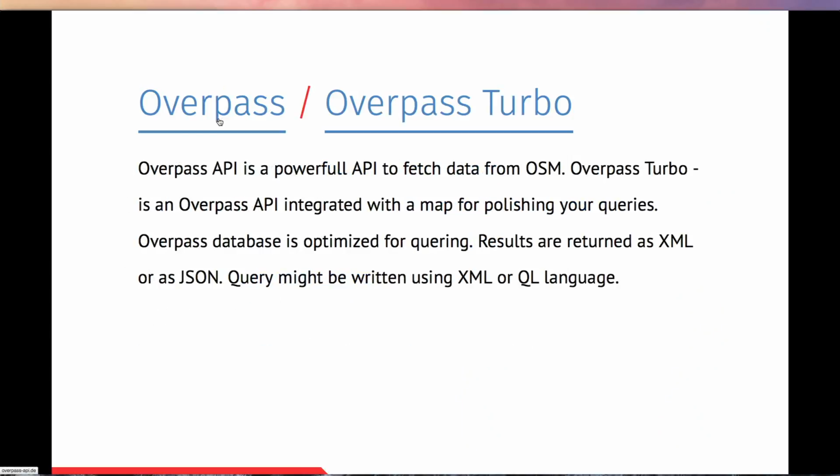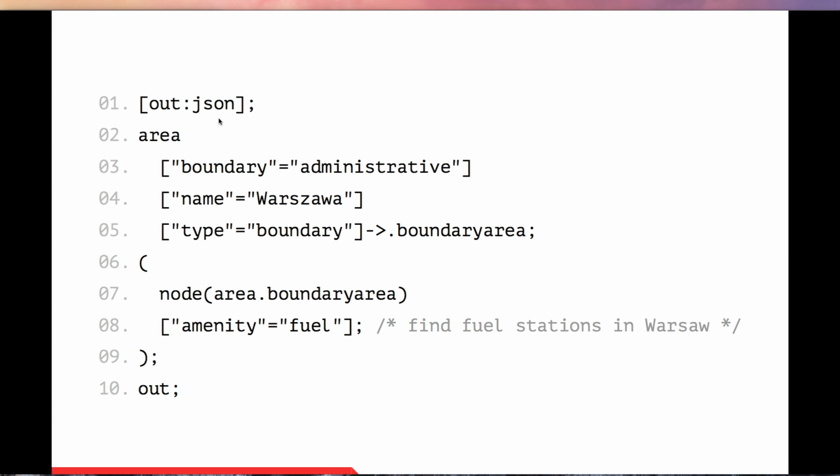A few words about Overpass. Overpass is a very powerful API for searching through the OpenStreetMap data. I'll show just a sample query. The query's first part is about where I would like to find some objects. So I'm looking for the administrative boundary of Warsaw, and the second part is what I would like to find within that area. Here I would like to find the fuel stations on the map.